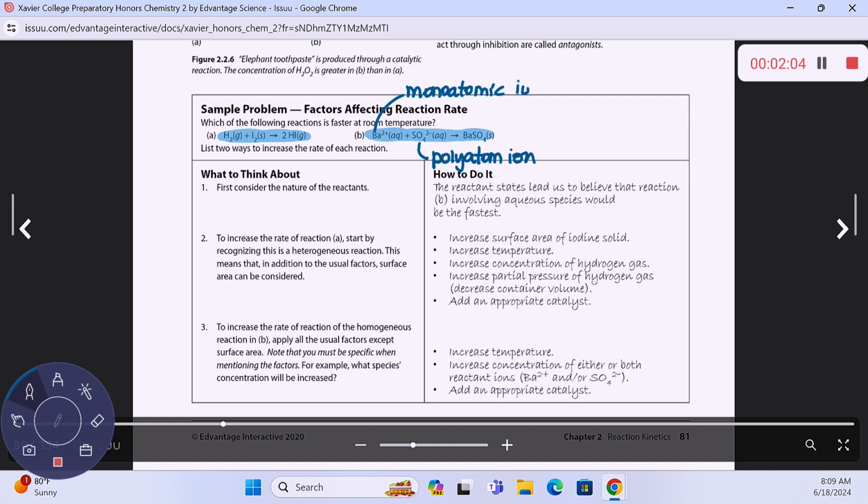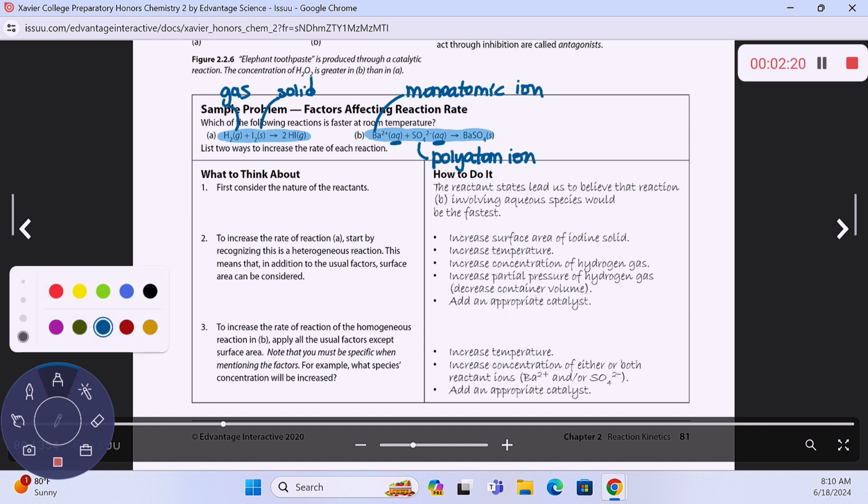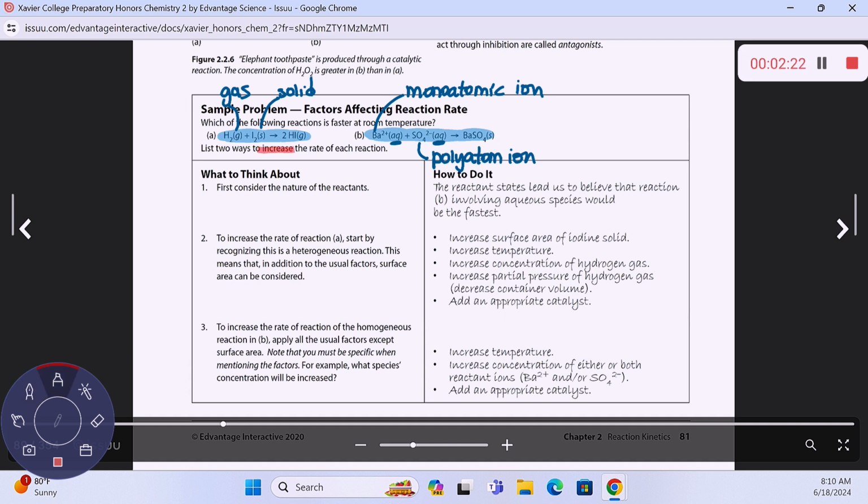Obviously, since these ions are in solution because they have the AQ after them, that reaction should happen the fastest in comparison to A, because A has got a gas and a solid combining with each other. If I wanted to increase the rate of each reaction, there are a few things that we could do.